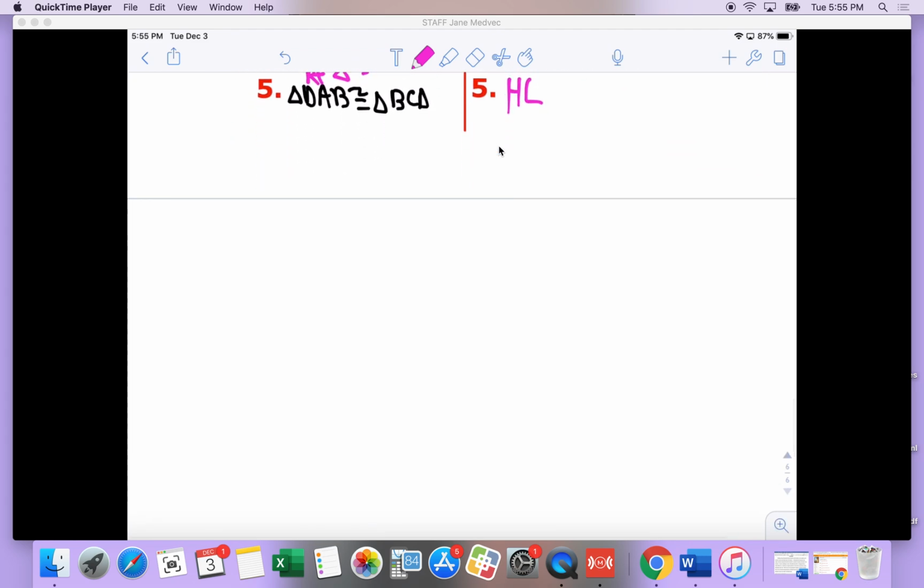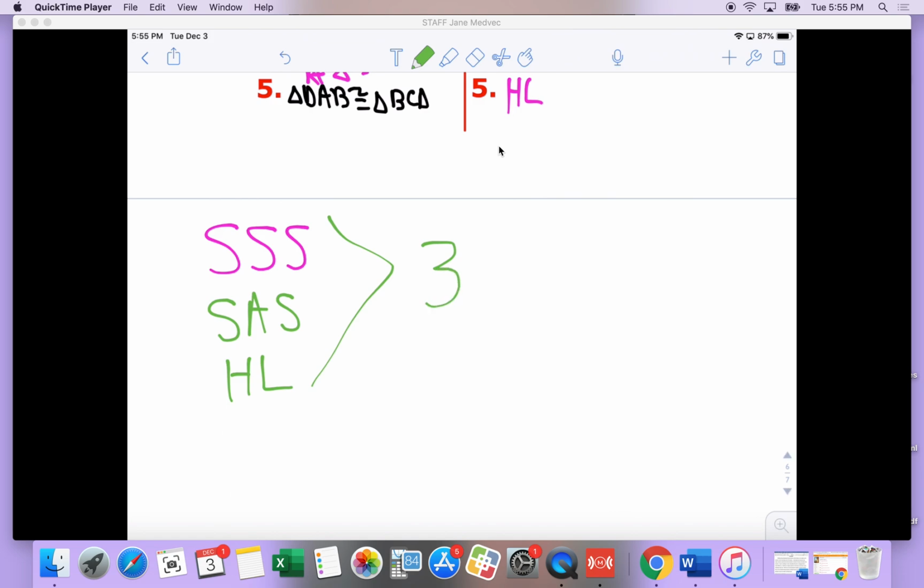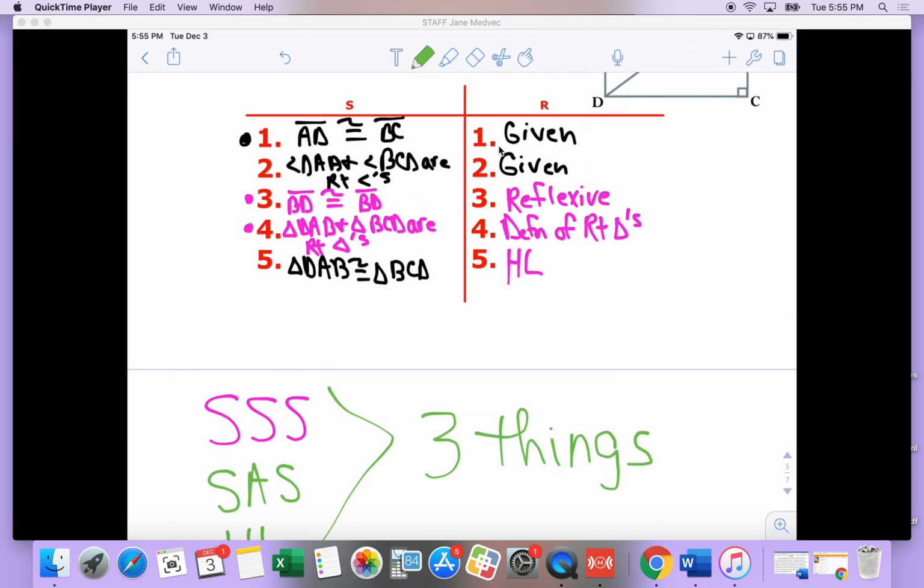All right, so in the past, we had side, side, side. And today we added side, angle, side, and we also added HL. Again, you still need 3 things for these to work. And I, again, really encourage you, mark up that picture, okay? And then also doing the dots out front kind of helps you make a checklist as to what you need.